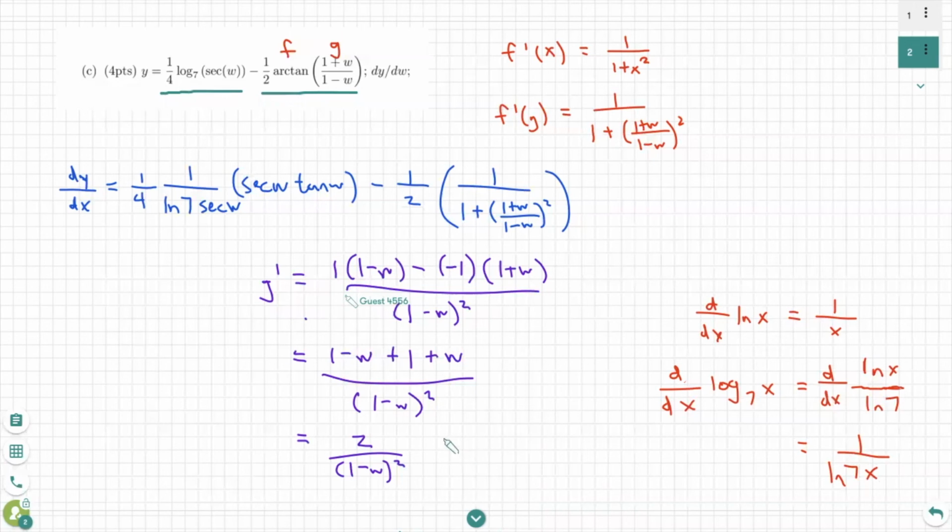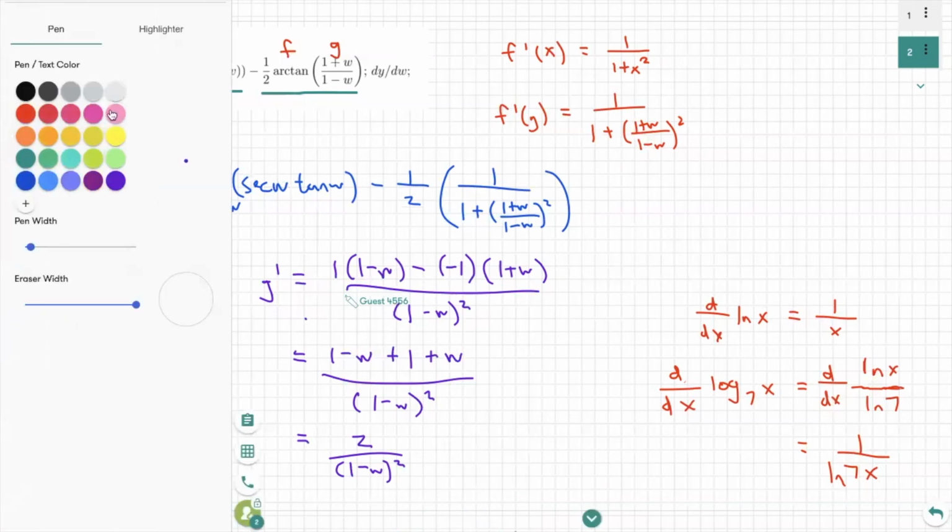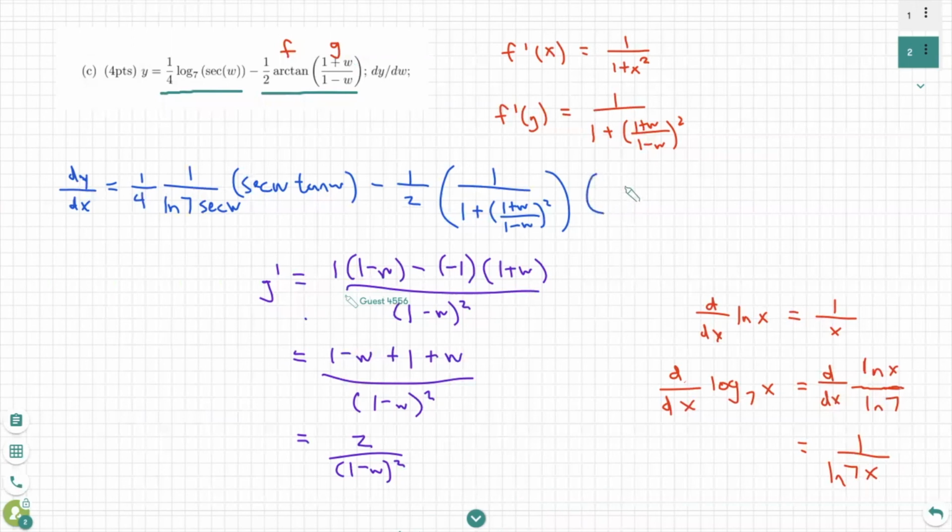So then you'd multiply the 1 over 1 plus 1 plus w over 1 minus w squared by what we just got, 2 over 1 minus w squared. Okay. Anything else? I think that's it. Yeah, that should be it.